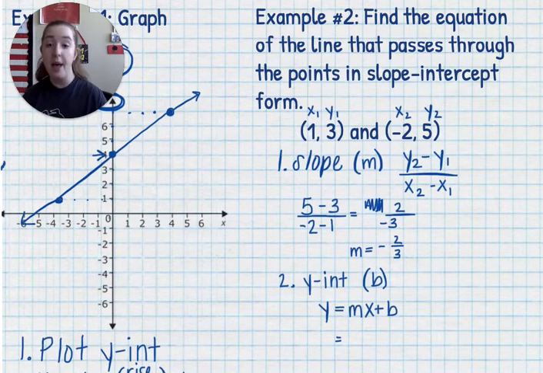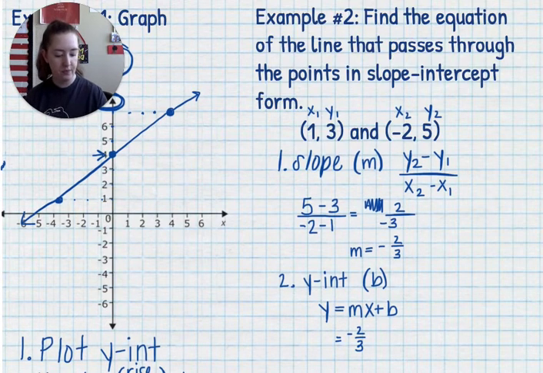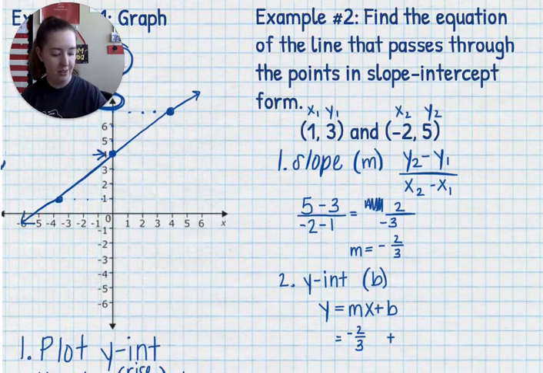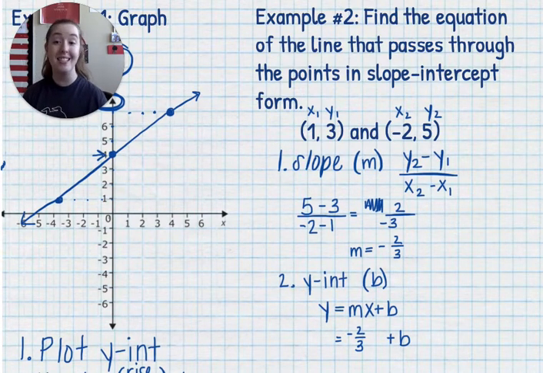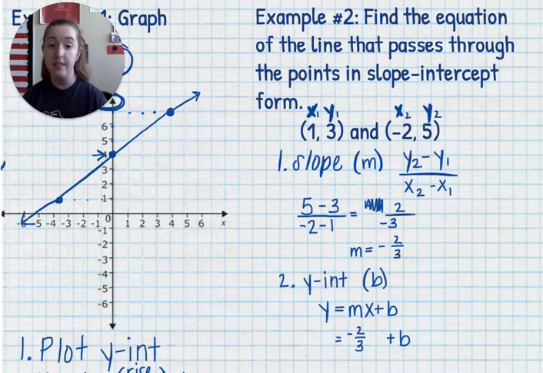So I know that m, my slope, is negative 2/3. We just found that a second ago. But then we have x and y and b. Well, we're trying to solve for b right now, so we're just going to have a little plus b over there. But for x and y, we actually have two different options. Remember, with 1, 3 there's an x, there's a y. With negative 2, 5, there's an x, there's a y. So we can use either one of these points to plug in for x and y, and we should get the exact same answer, whichever coordinate we decided to use.